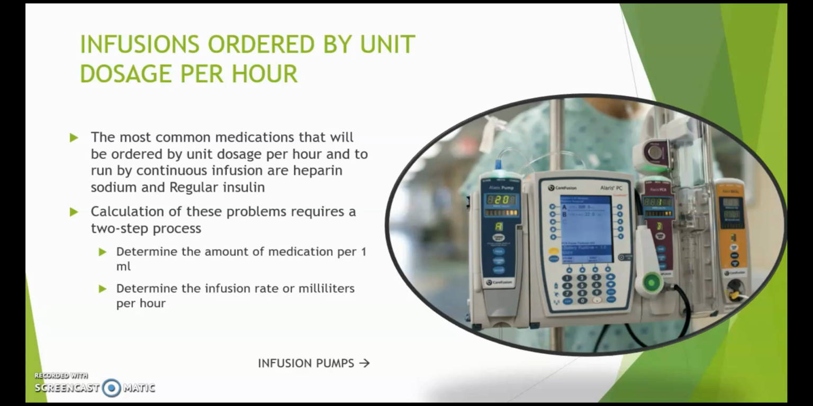Infusion ordered by unit dosage per hour. The most common medications that will be ordered by unit dosage per hour and run by continuous infusion are heparin sodium and regular insulin. Calculation of this problem requires a two-step process. First, determine the amount of medication per 1 ml, and then determine the infusion rate in milliliters per hour. You can see an infusion pump here in the image.